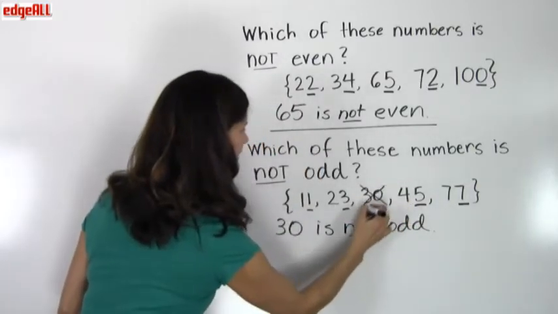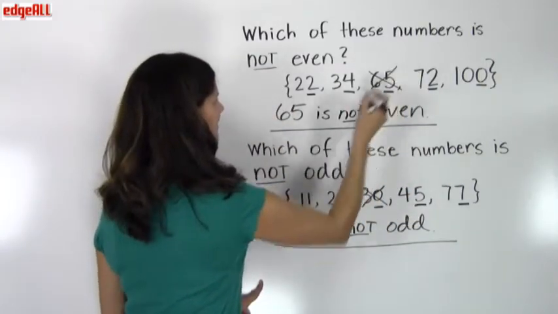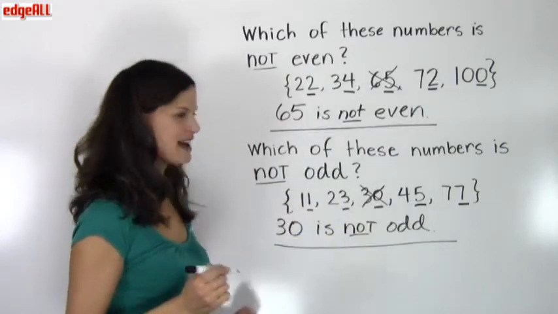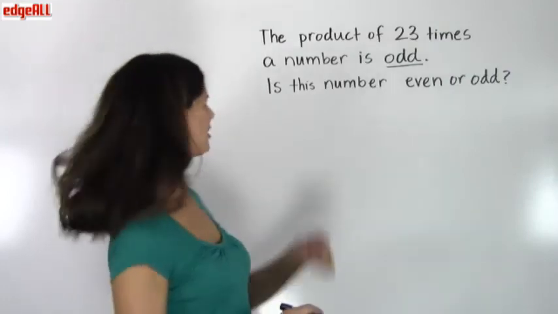So we'll take the 30 out of this set, and we'll take the 65 out of this set. And now we have a set of even numbers and a set of odd numbers. Let's take a look at one more question.